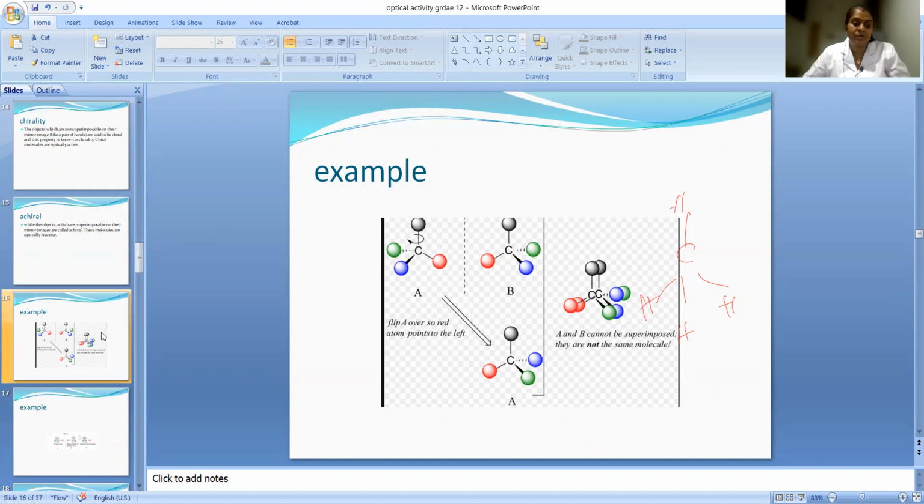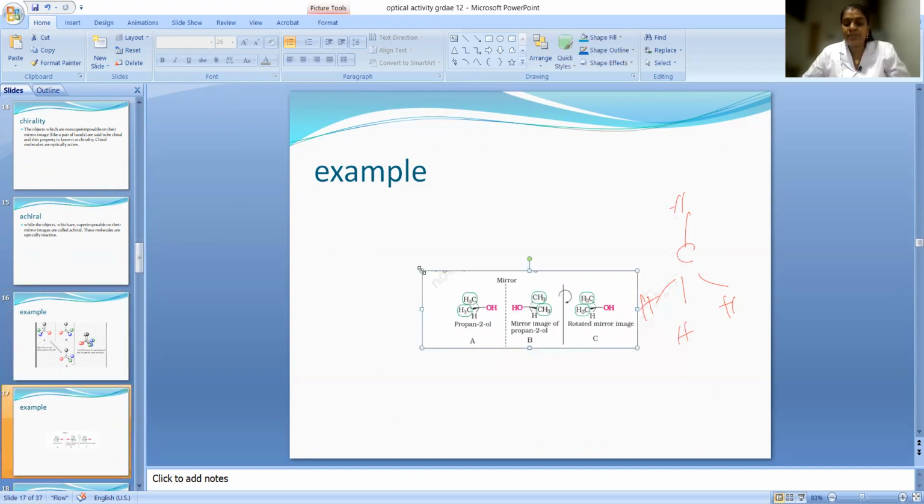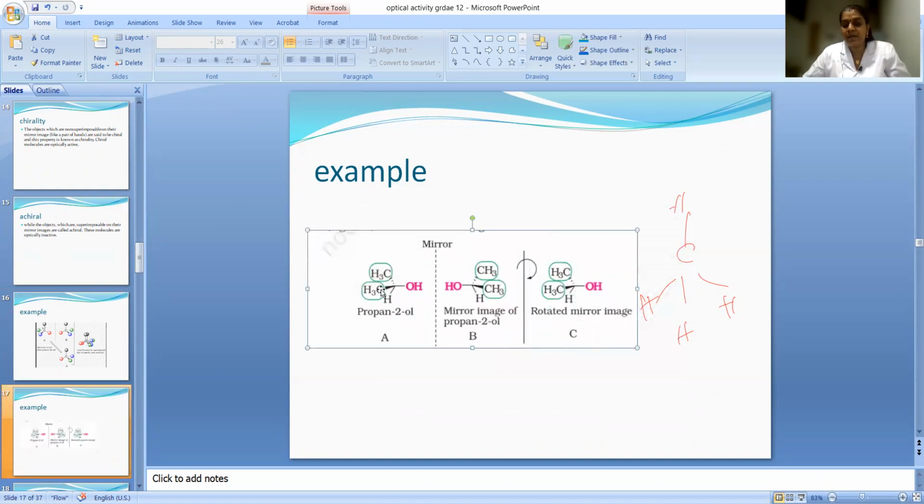Now, next example, look at this particular example. You already know what is an asymmetric carbon, right? So look at this carbon, it is not asymmetric because 2 CH3 groups, the same group, are attached. The 4 must be different groups. So this is actually not going to be optically active.